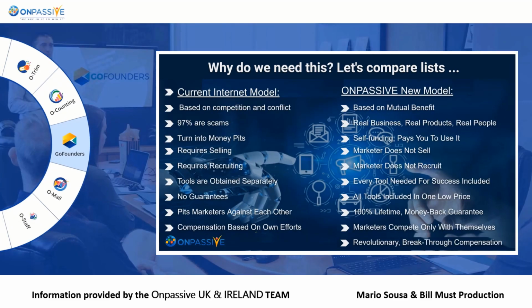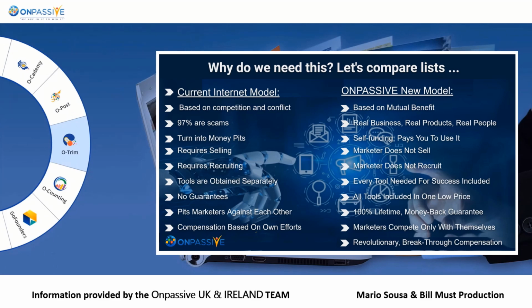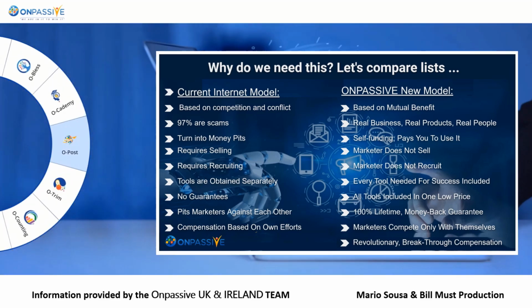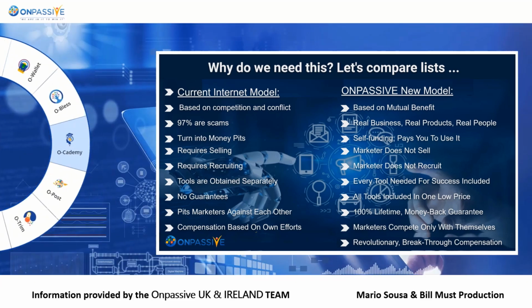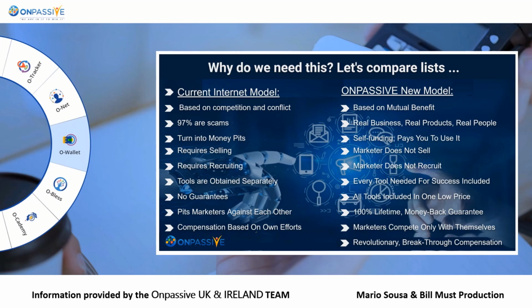Why do we need this? Let's compare lists. Current internet model, and then the Onpassive new model. Based on competition and conflict, based on mutual benefit. 97% are scams, real business, real products, real people. Turn into money pits. Self-funding, pays you to use it.